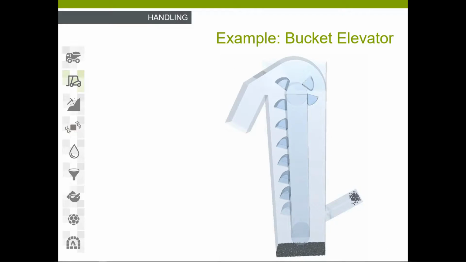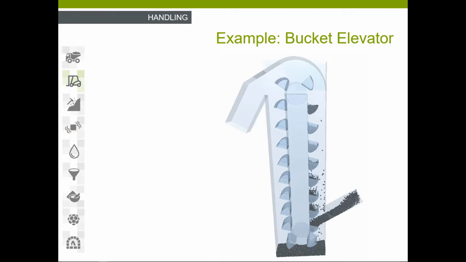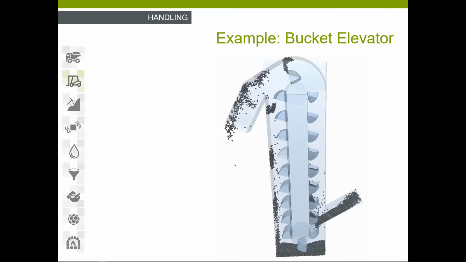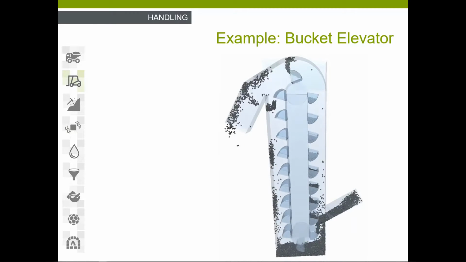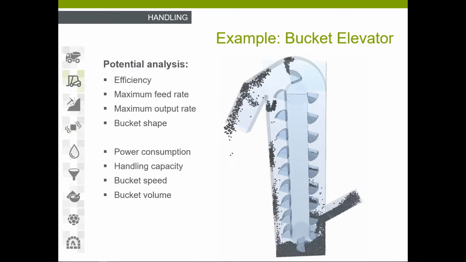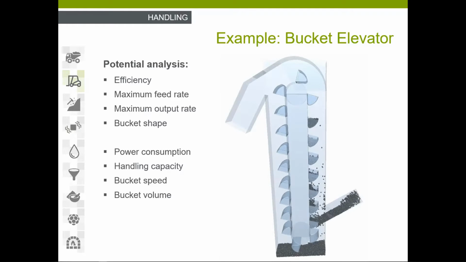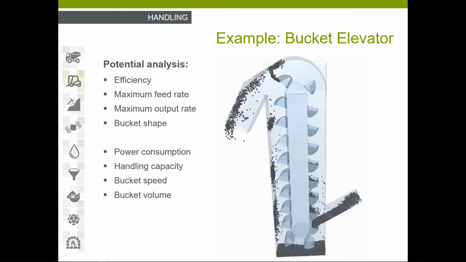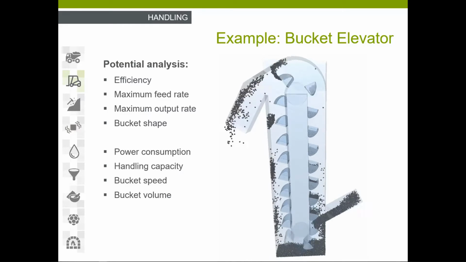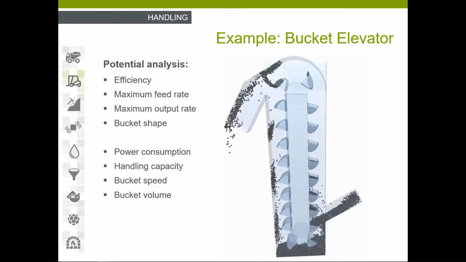Here we have another example, and this is a bucket elevator. It is used in several applications, such as unloading river barges, and also for reclaiming material from stockpiles. Some areas of analysis are, for instance, assessing the efficiency of the elevator. So, for example, the maximum feed flow rate, the maximum output flow rate, and the influence of the shape of the bucket are some of the analysis that can be conducted.